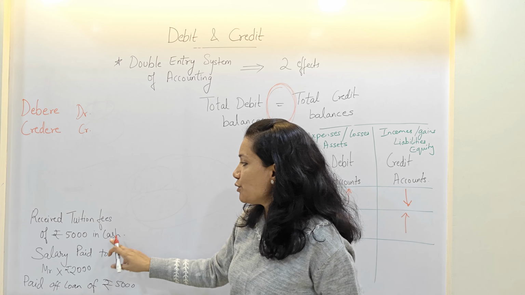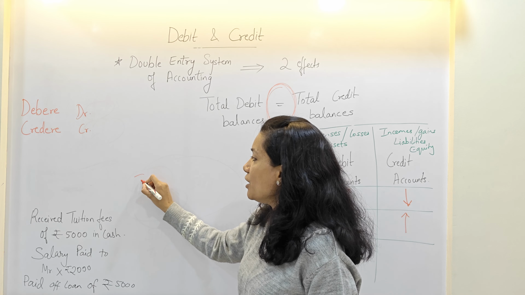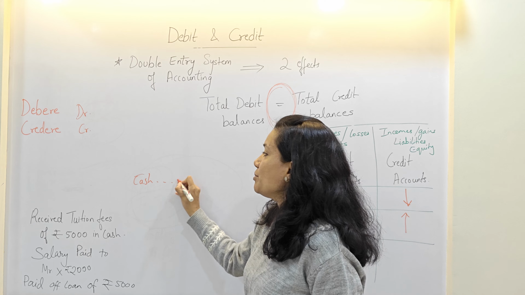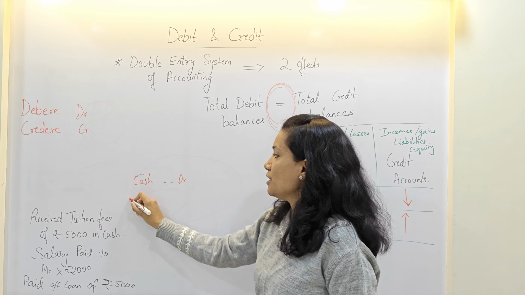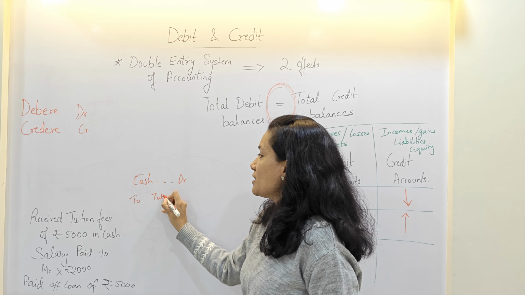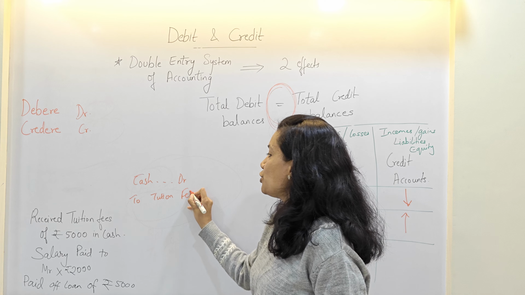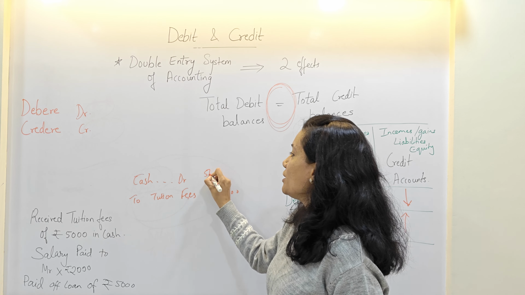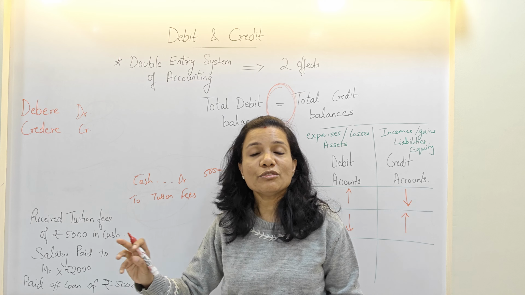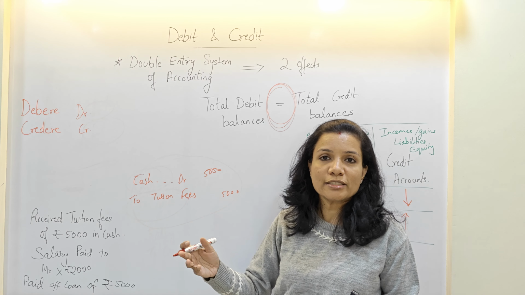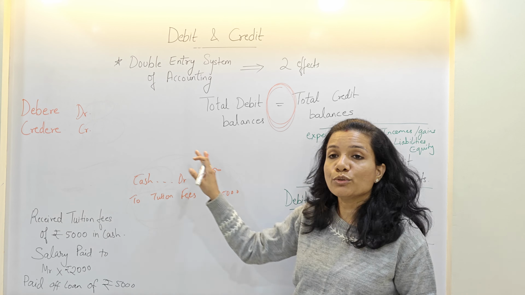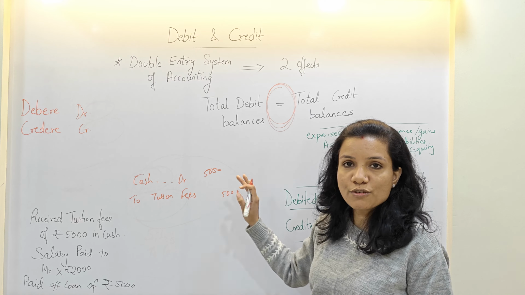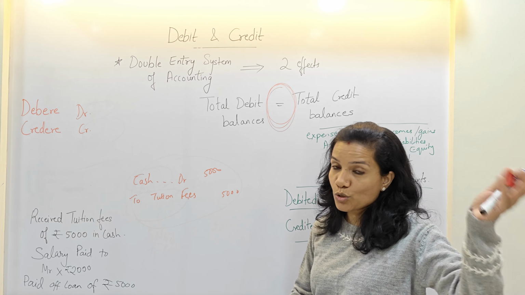Received tuition fees of rupees 5,000. So here the cash is coming into the business. So cash account debit to tuition fees. Tuition fees credited with 5,000 and cash account debited with 5,000. Now we've already covered how to pass journal entries in the previous videos. So if you do not know the basic rules of passing the journal entries, you'll have to watch those videos first.